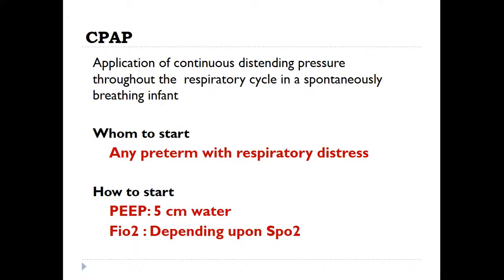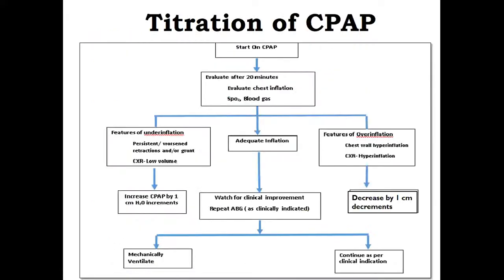CPAP provides continuous distending pressure, in contrast to PEEP in the ventilator, which provides positive end-expiratory pressure at the end of expiration. CPAP provides a continuous distending pressure throughout the respiratory cycle, both during inspiration and expiration. So we start CPAP in any baby who has respiratory distress. We start initially with 5 centimeters of water and adjust the FiO2 based upon the SpO2 targets at that point of time. And we always start with a blender.